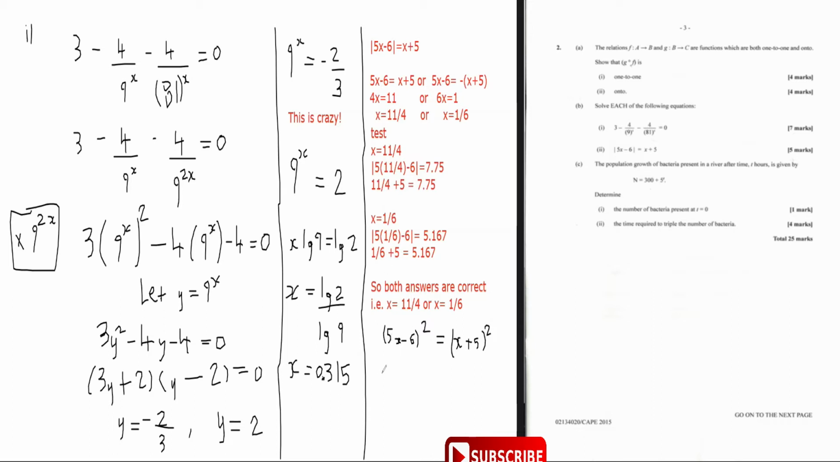Then you expand the square: first term squared, which is 25x squared, minus twice the product of the two, 6 times 5 is 30, so that's minus 60x, plus second term squared, which is plus 36.